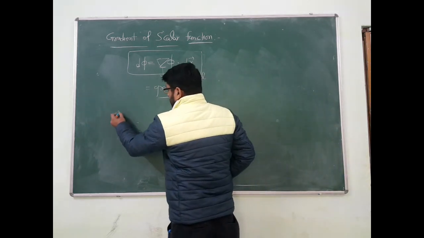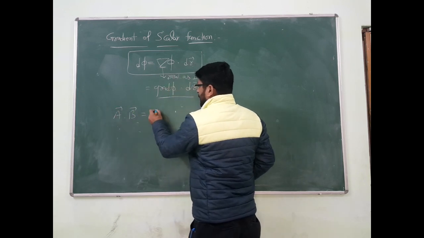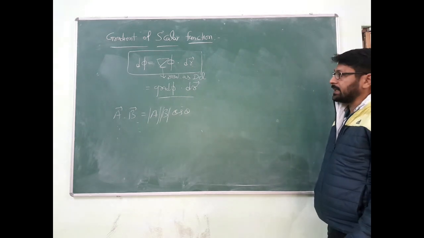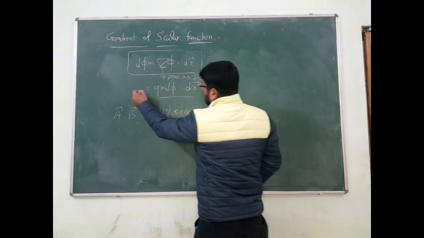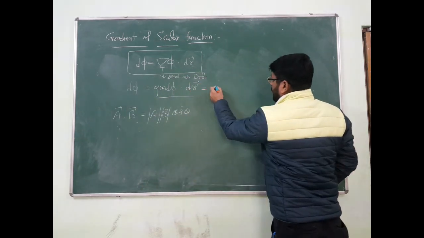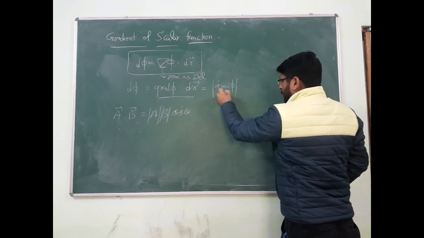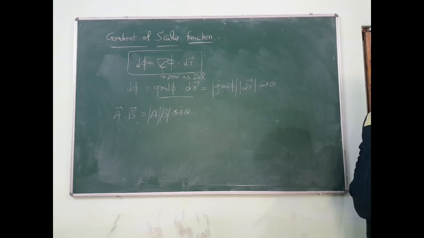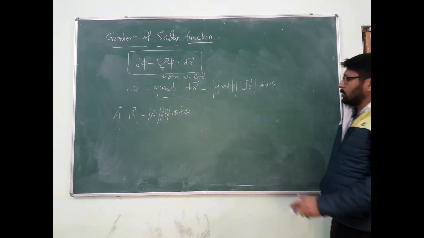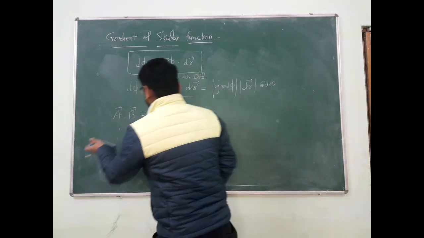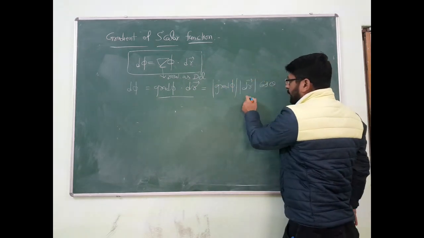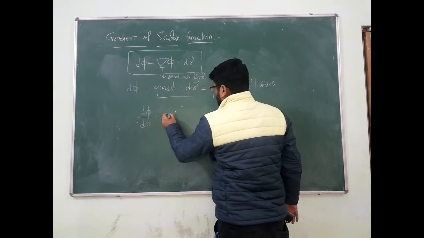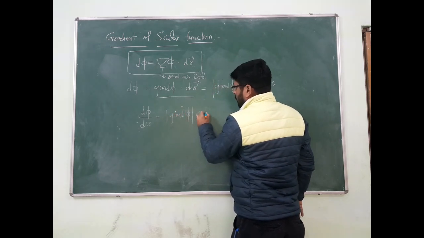We know that if two vectors have a dot product, it can be written as AB cos theta, where A and B are the magnitudes of the two vectors and theta is the angle between A and B. Similarly, this d phi becomes magnitude of grad phi times magnitude of dr into cos theta. Now we can rewrite this by bringing the magnitude over, so it becomes d phi over dr equals grad phi into cos theta.